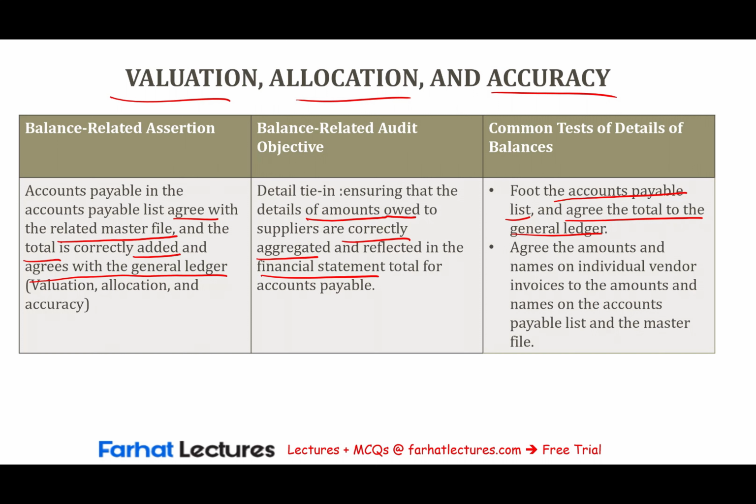Okay, they add up to 5 million. Look at the general ledger for AP. Is it 5 million? Great, they agree. Agree the amount and names on the individual vendor invoices to the amount and names of the accounts payable list and the master file. Each individual, we could also look at their individual balance. Is it proper in the ledger?